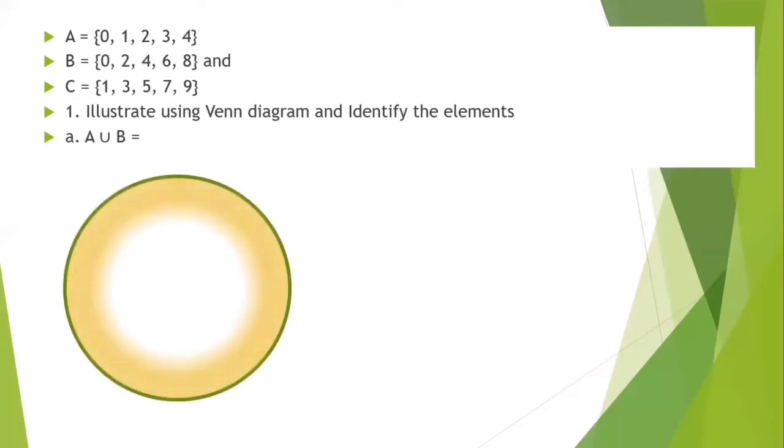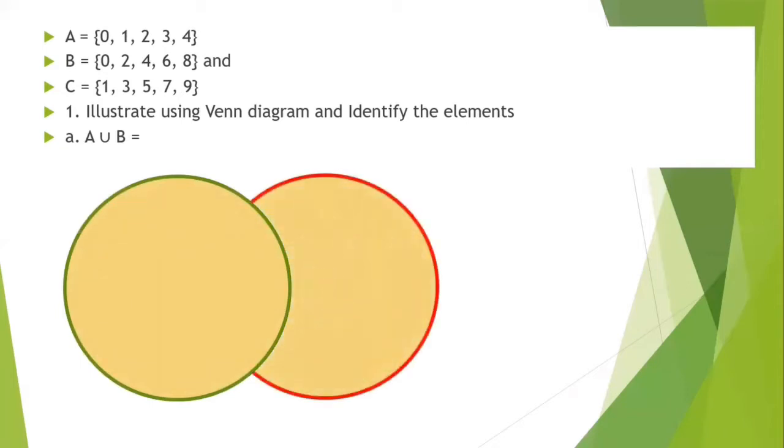Yan. First circle na may green, and we have here the red circle. Ayan. Bakit kaya magkapareho ang kulay ng nasa loob ng circles? Bakit magkapareho ang shaded region? Magkapareho ang kulay ng shaded region ng A at saka B. Dahil, ang hinahanap natin nga kasi is the union.